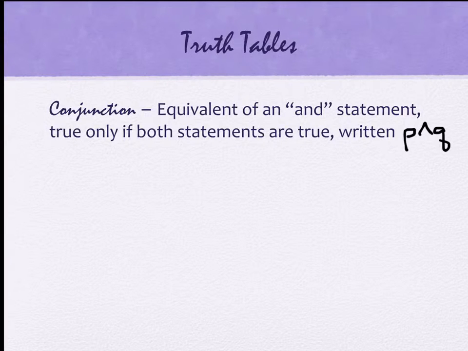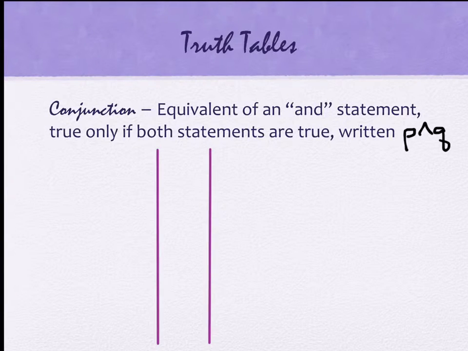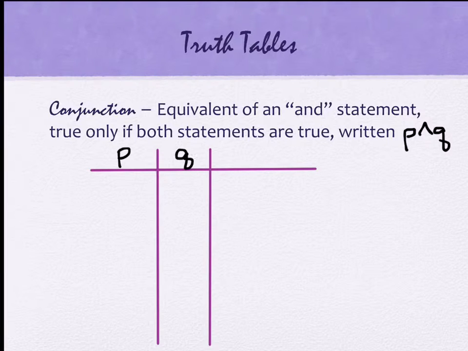Okay. So what we're going to do is create a truth table that looks like this. In order to have this truth table, we need a column for P, a column for Q, and then a column for the conjunction P and Q. So here's P, here's Q, and here's P and Q. Everybody good so far?